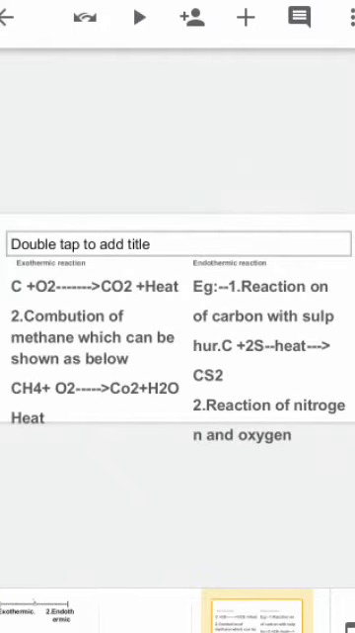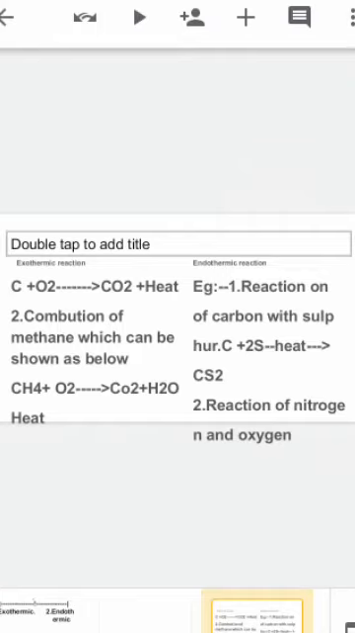Exothermic reaction, you can see with the help of examples. Example is carbon burned with oxygen and gives as a product carbon dioxide. Here one atom of carbon and two atoms of oxygen, so these are the reactants, and after that it gives CO2 plus heat.